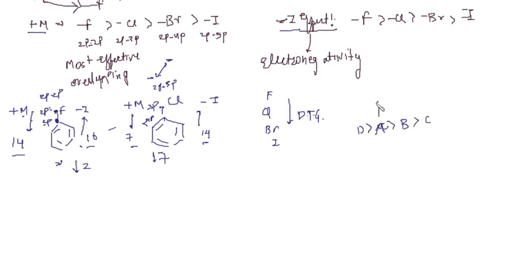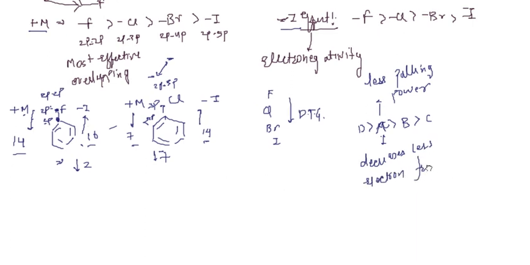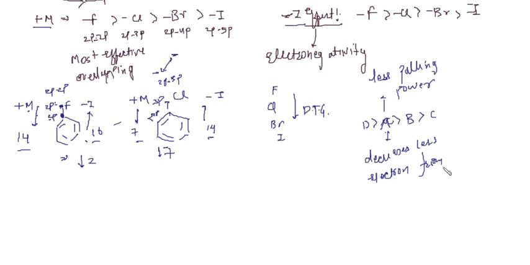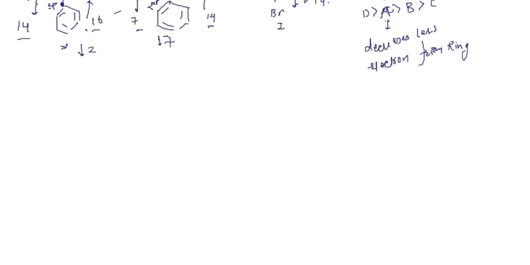Because fluorine has less pulling power, so it reduces less, so it decreases less electron from the ring. So that's why the order is D, A, B, C. Now let's see one more example.